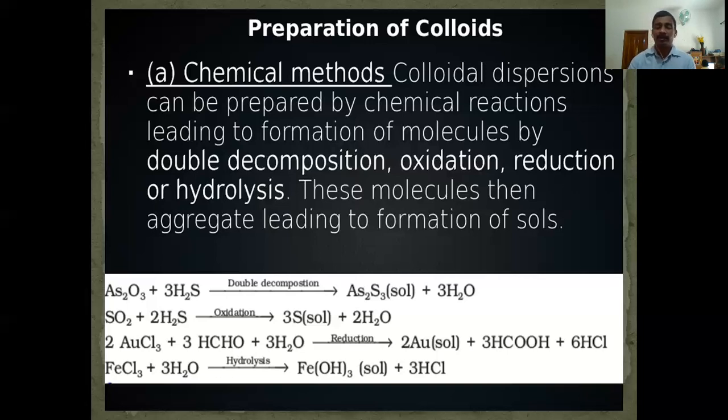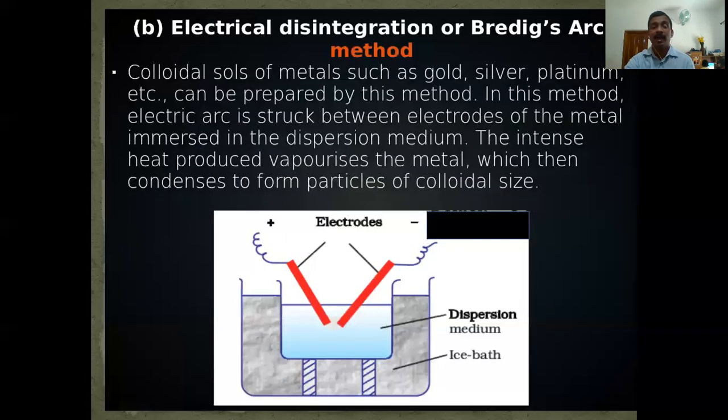These are chemical methods. Another important method, Bredig's arc method or electrical disintegration method. This method is used for the preparation of colloidal sols of metals such as gold, silver, platinum, etc. In this method, you see the figure.